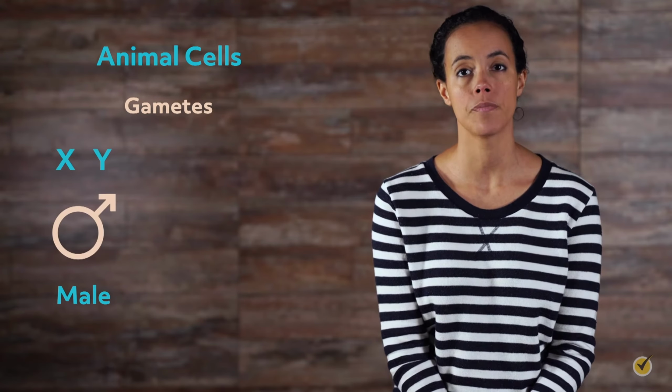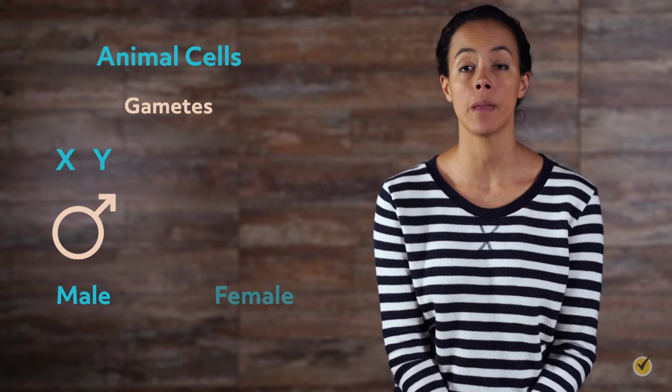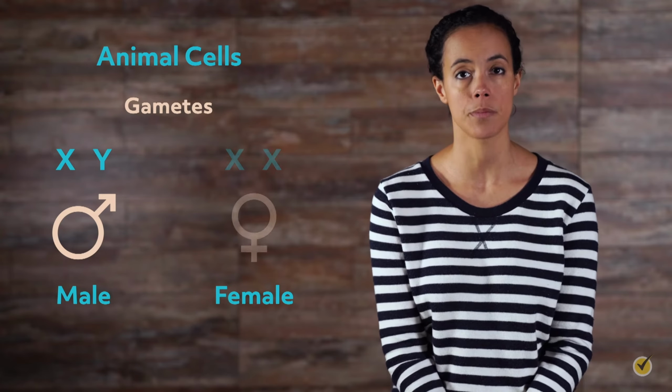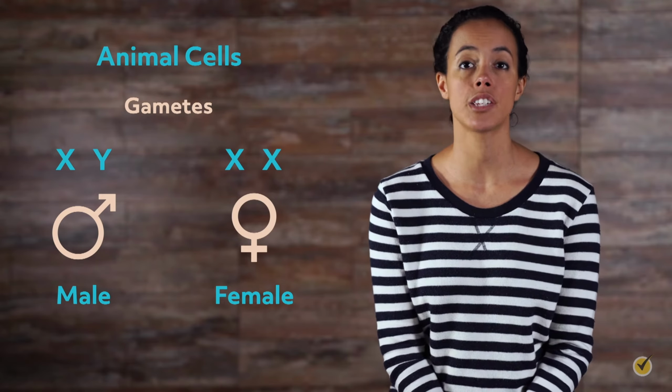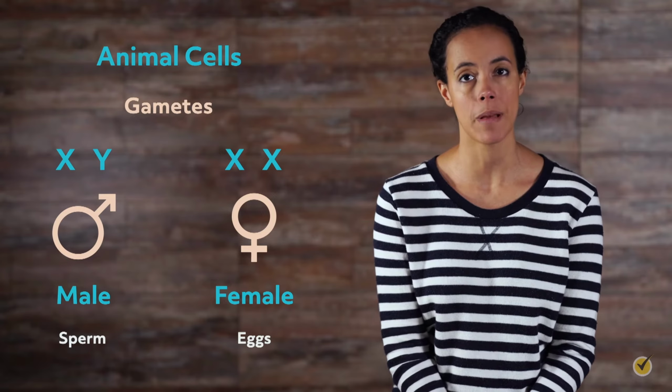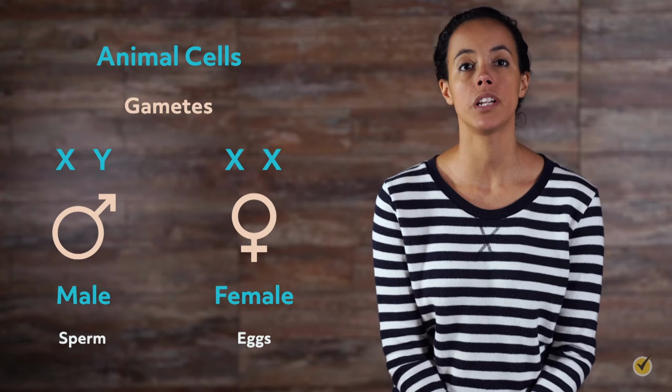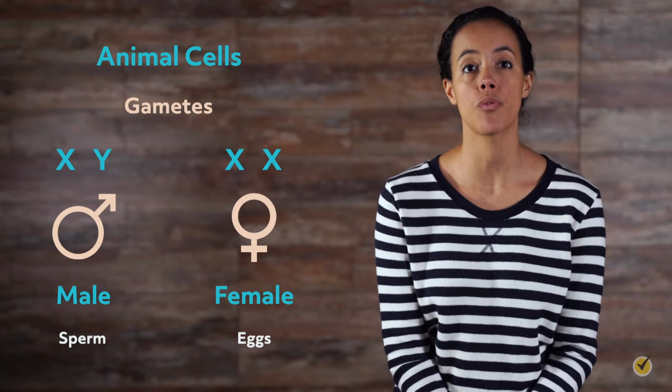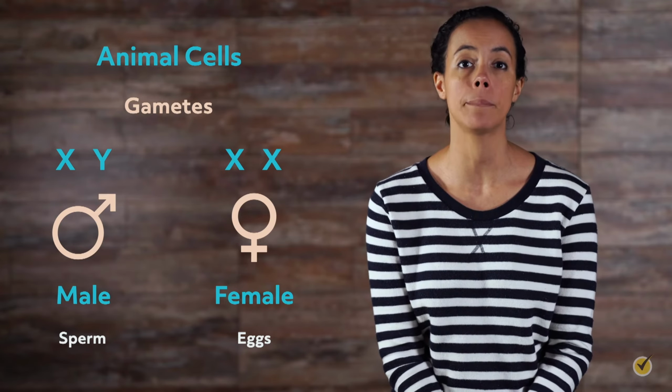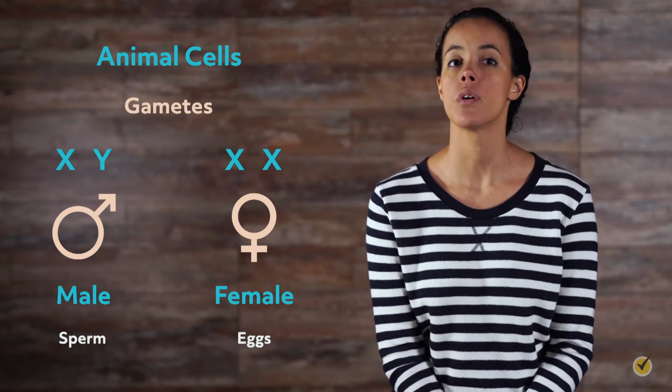Animal cells have gametes that exist as male, meaning they have an X and a Y chromosome, and gametes that exist as female, meaning they have 2 X chromosomes. We refer to these as sperm for males and eggs for females. Both of these cell types will undergo meiosis I and II to form 4 haploid cells that will become diploid cells, or zygotes, once fertilized.